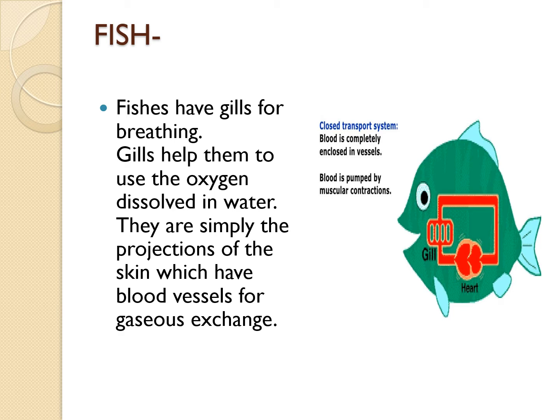The next is for the case of fish. Fishes have gills for breathing, and the exchange of gases occurs with the help of their gills only, and with the help of the gills only they are able to survive inside the water. And gills are simply projections of the skin which have blood vessels for the gaseous exchange.